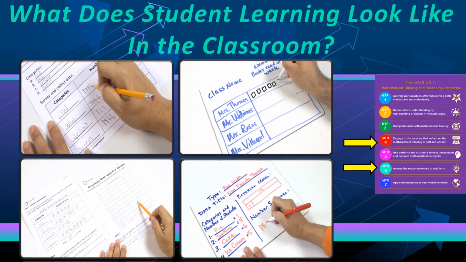And MTR 7, which is apply mathematics to real-world context, is seen when students collect real-world data in order to connect the learning to everyday life. We see a progression here that shows students working from tally marks to then putting those tally marks into a table and creating a bar graph and pictographs, and then answering questions about that data and doing their representation pictorially, and then even writing number sentences about their data.